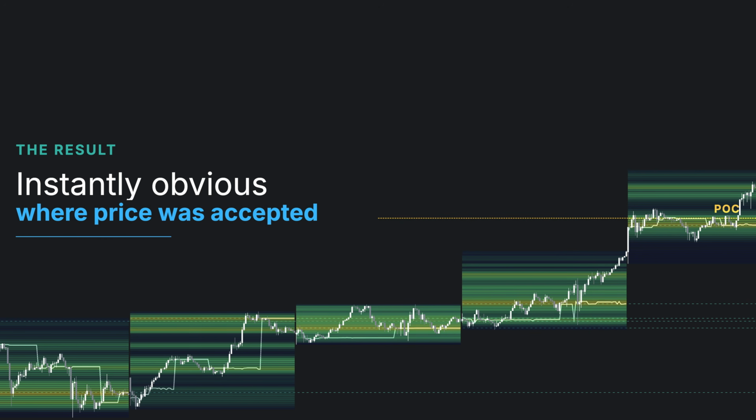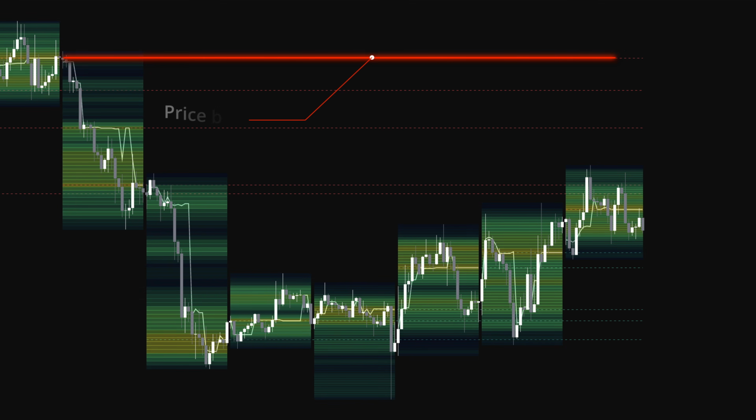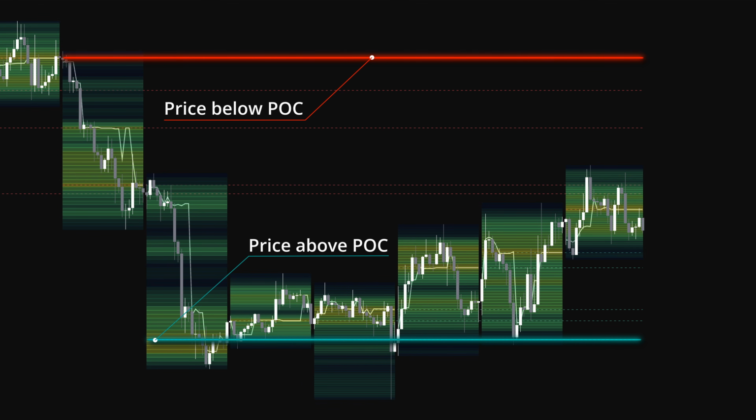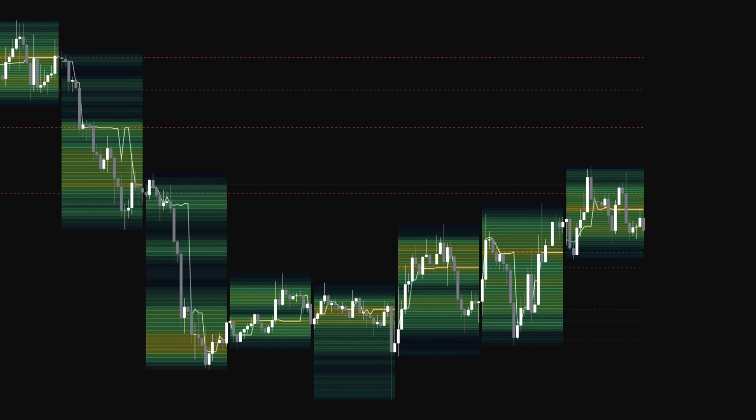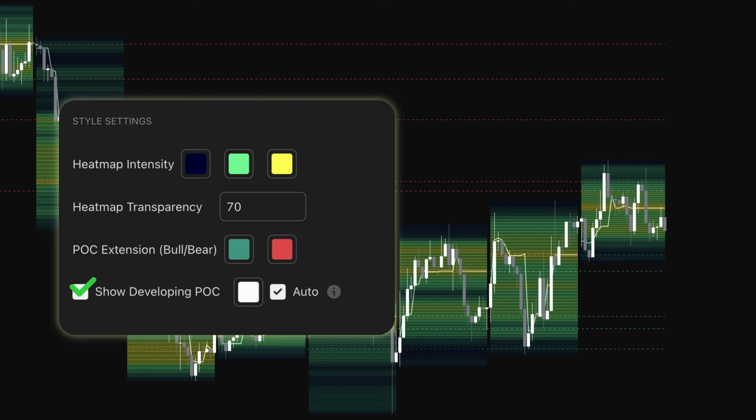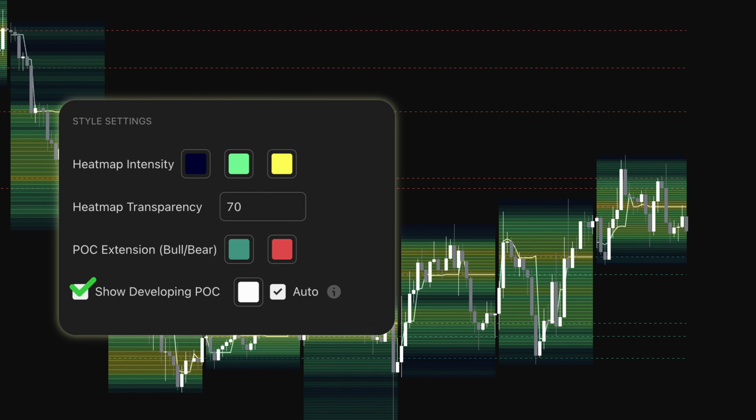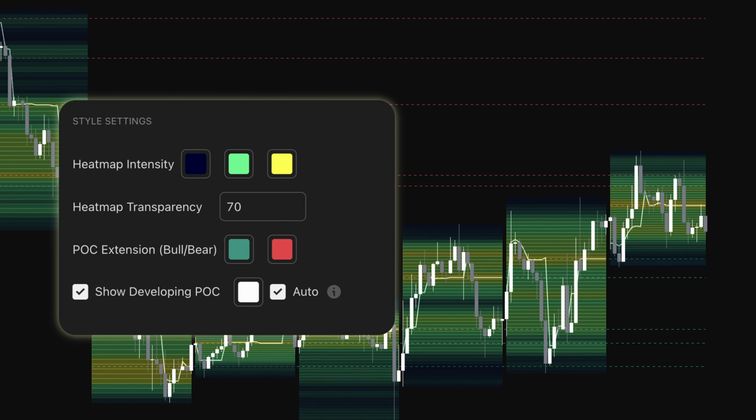The result is a clean visual gradient that makes it instantly obvious where price found acceptance versus where it just passed through. The point of control for each completed session is plotted as a horizontal line that automatically colors itself based on whether price is currently trading above or below it, and there is an optional developing point of control polyline that traces how the highest volume row migrated through the live session.